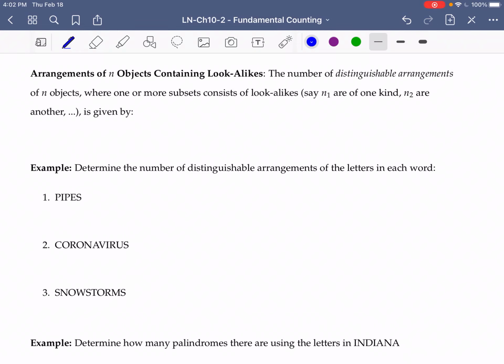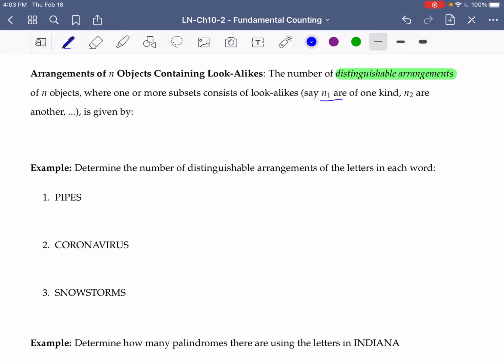In this video, we're going to take a look at counting the number of distinguishable arrangements of n objects when we have some objects that look identical, that are indistinguishable from each other, but we want to know how many distinguishable arrangements there are. The number of distinguishable arrangements of n objects where one or more subsets consists of lookalikes.